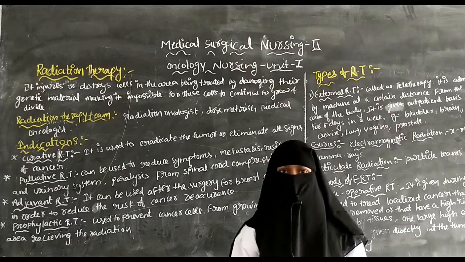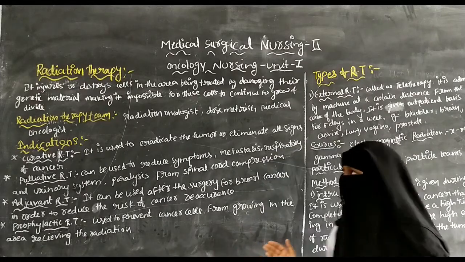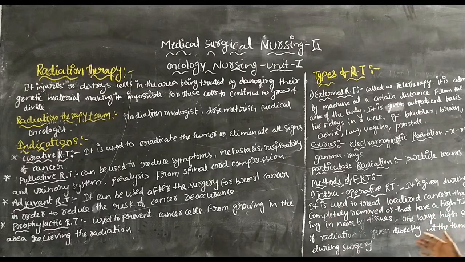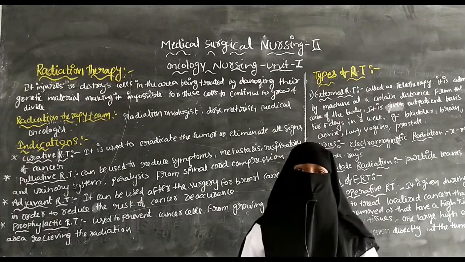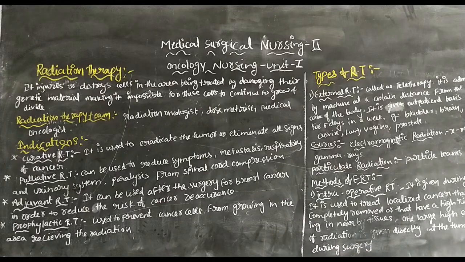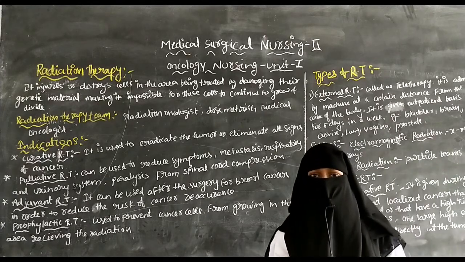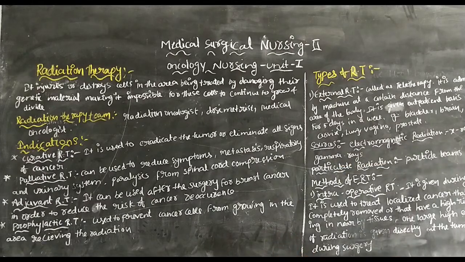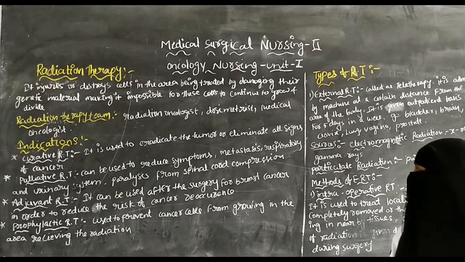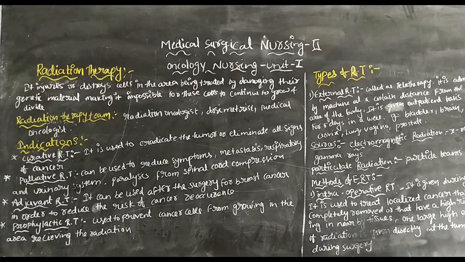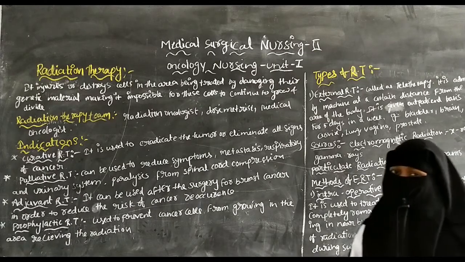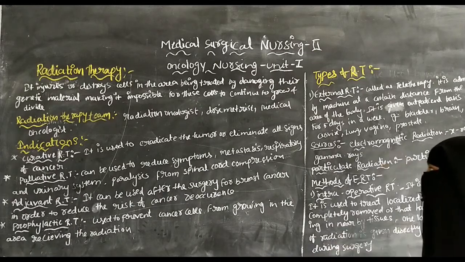External radiation therapy, also known as teletherapy, is administered by a machine at a certain distance from the specific area of the body. It is given on an outpatient basis in a hospital or a clinic, for 5 days in a week. Examples include bladder, brain, cervical and lung cancer.